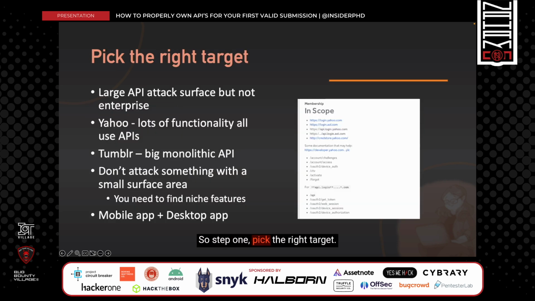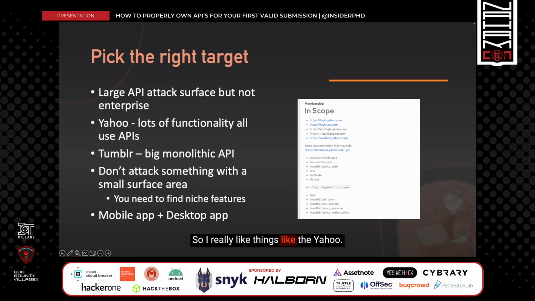So step one, pick the right target. My best target for starting out API hacking: you want a large attack surface, but potentially not enterprise level. Because cloud stuff where you have tenants can get really complicated very quickly, which is good for hackers because we're not competing as much, because there's way more endpoints to look at, but it's really hard to keep that in your brain.